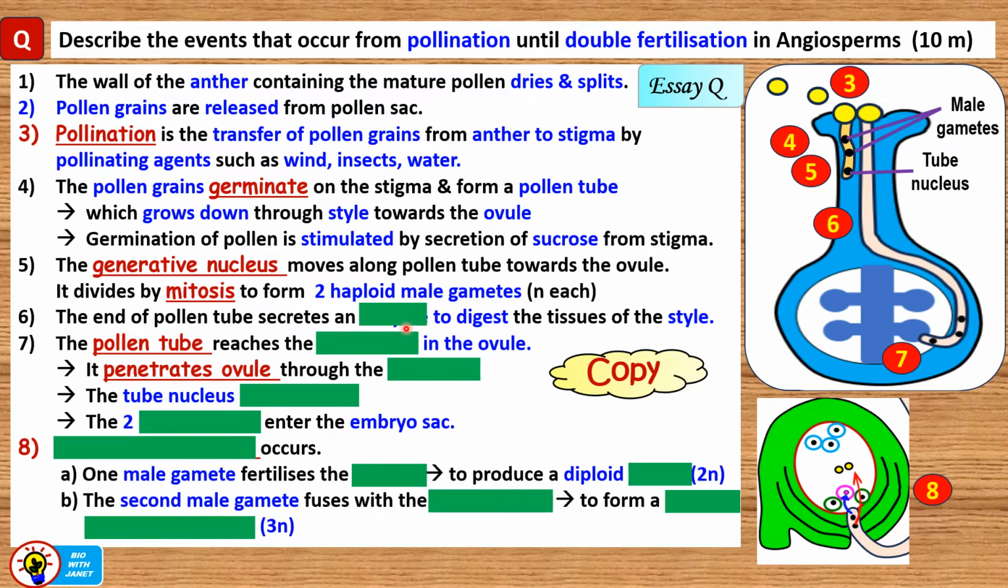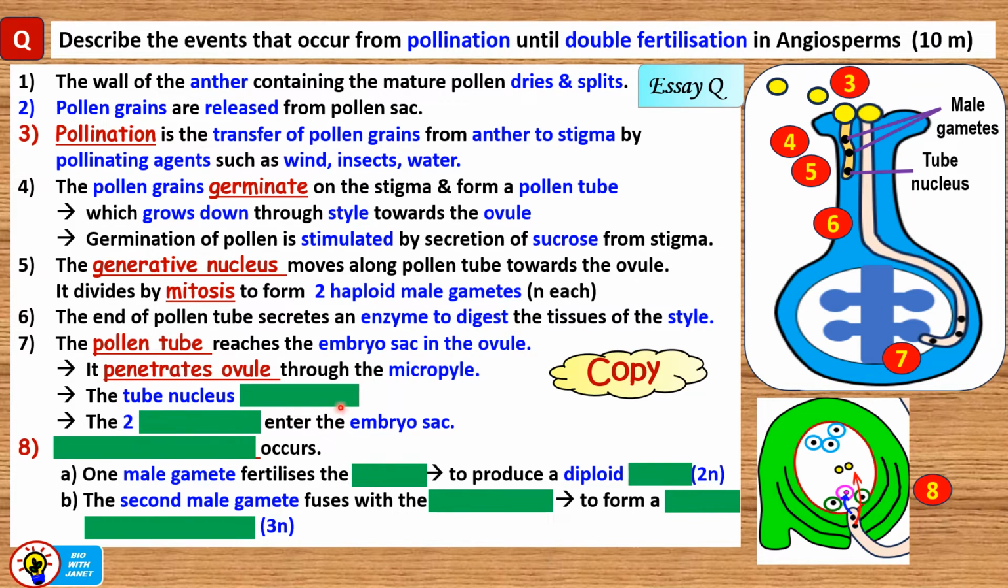Now next, the pollen tube secretes something to digest the tissues of the style. What is that? Enzymes. Number 7, the pollen tube reaches the what in the ovule? This structure here, pink cell here, embryo sac. It penetrates the ovule, okay, penetrates the ovule here through a small opening here called the what?